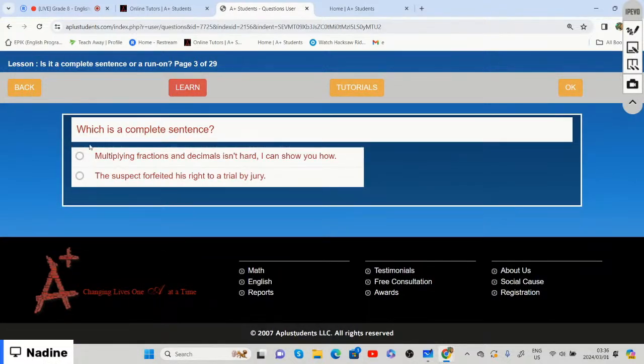Which is a complete sentence? Multiplying fractions and decimals isn't hard. I can show you how. Or the suspect forfeited his right to a trial by jury.